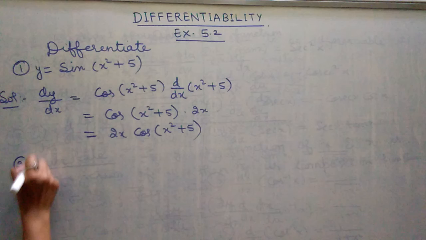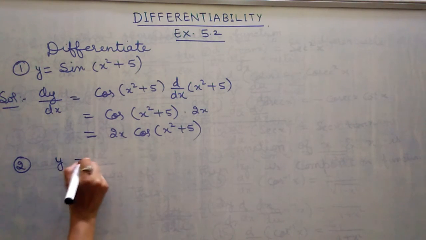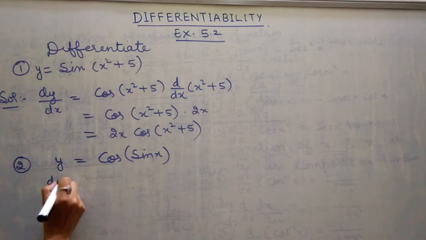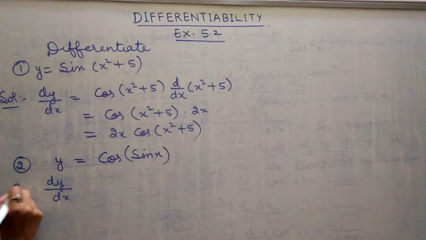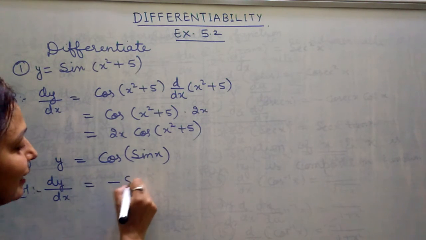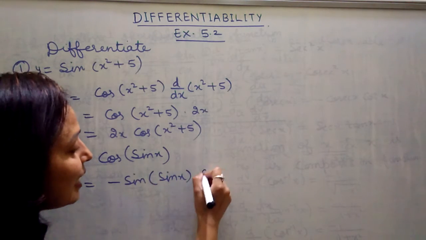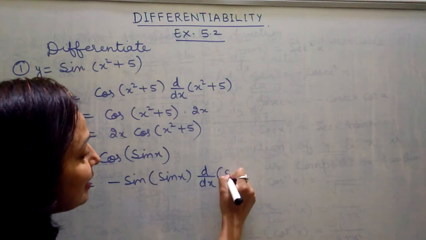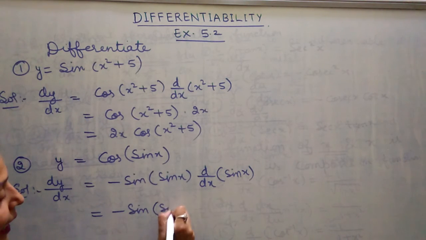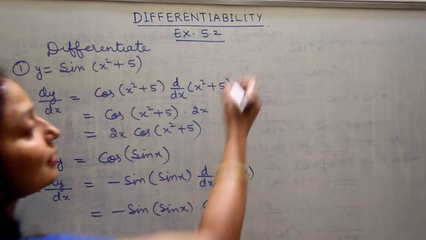Now come to the second one. The second one is sine of cos of sine x. Y is equal to cos of sine x. Okay, how do you take the derivative? This is the solution. The derivative of the cos function is minus sine of sine x, and the further derivative of sine x is cos x. So minus sine of sine x, and the further derivative is cos x. So this is the way to solve these two questions.